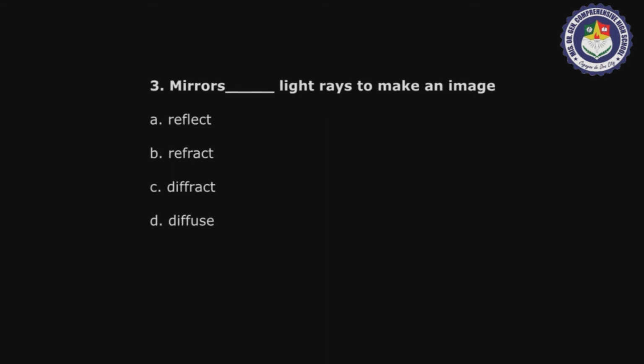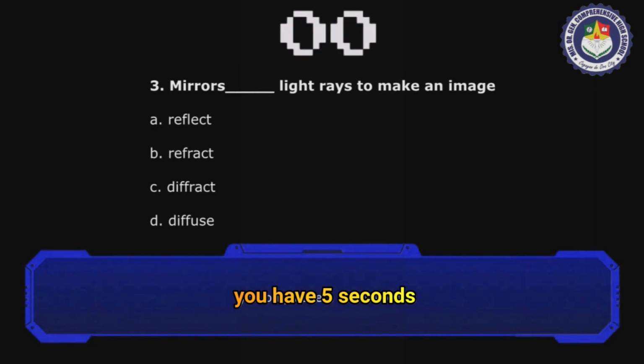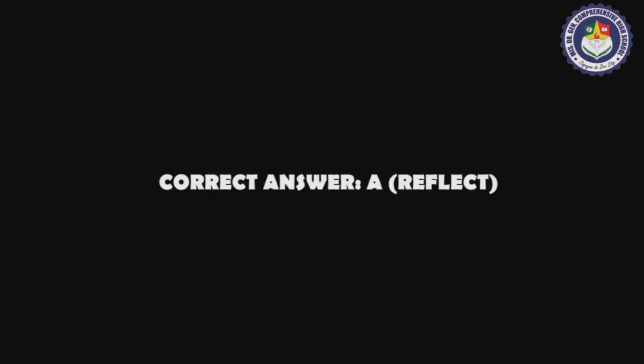Refraction. Number 3. Mirrors blank light rays to make an image. A. Reflect, B. Refract, C. Diffract, or D. Diffuse. Go! The correct answer is letter A.